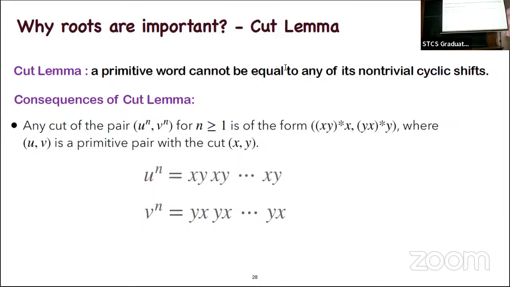So this is what I was repeating. If I take a word UV and I repeat it so many times, what all cuts can there be? I don't know anything about UV, but appealing to the previous lemma, if I know that U and V are primitive, then I know where all the cuts can be, because I know that they cannot match in any other non-trivial way. If they don't match exactly at the boundaries of x and y, then they will lead to an extra cut, which is not possible. So therefore, whenever U and V are primitive, in U power and V power, any cut is of the form x star x and y star.